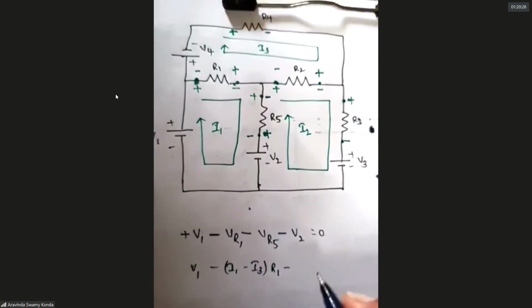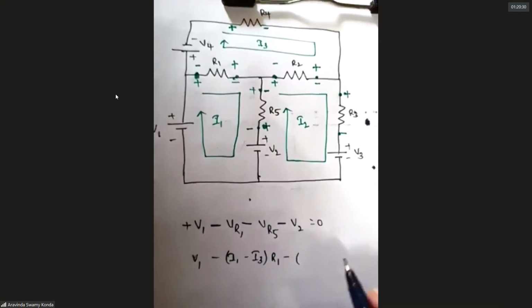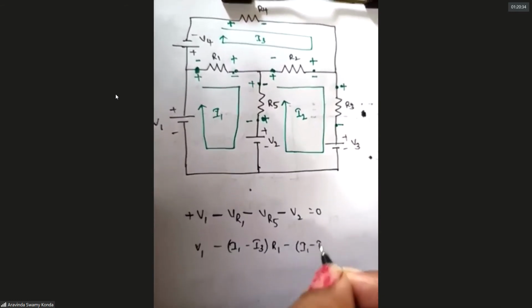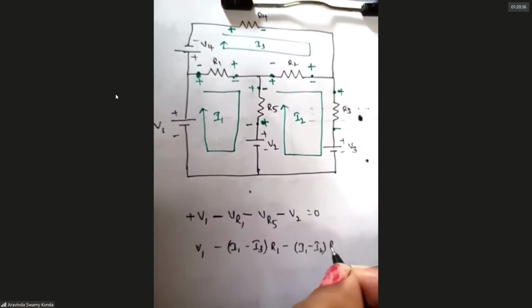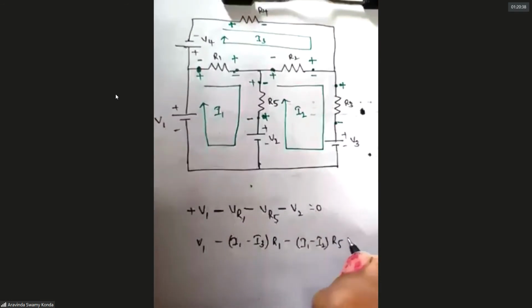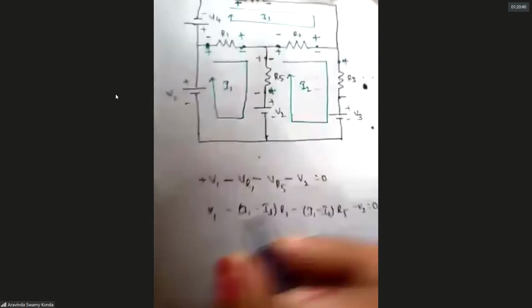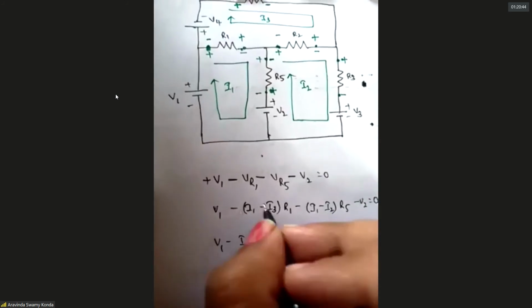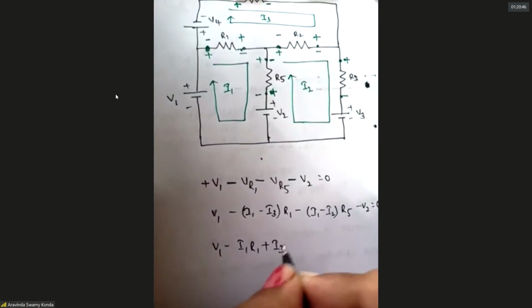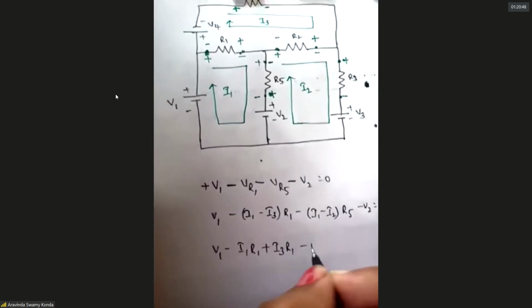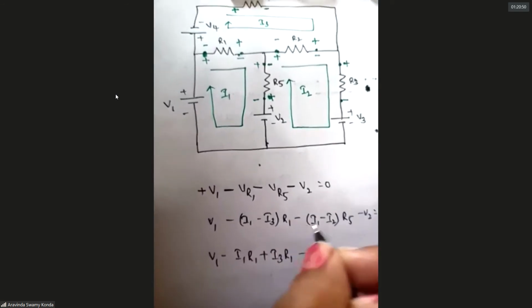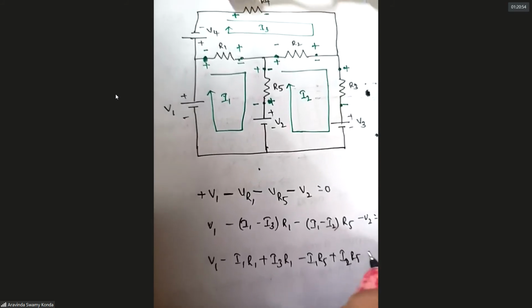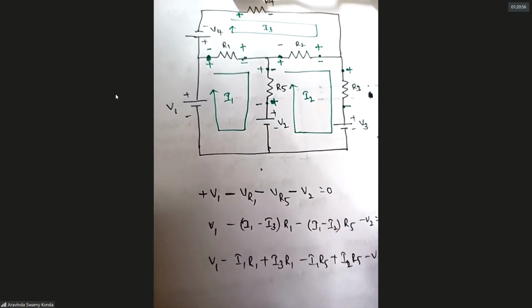Next, for R5. What is the current in the R5? I1 minus I2, sir. I2 into R5 minus V2 equal to 0. Then V1 minus (I1 minus I3) R1 minus (I1 minus I2) R5 minus V2 equal to 0.